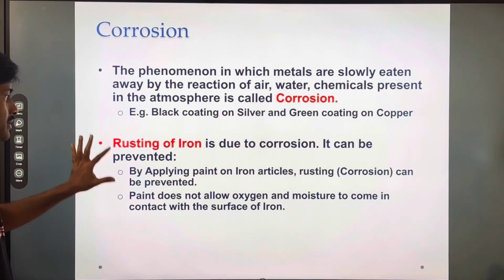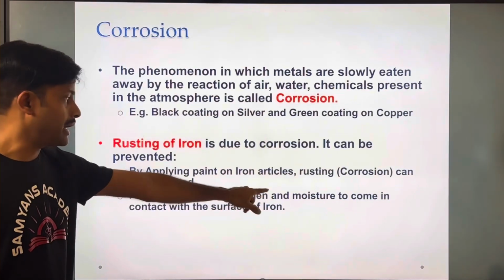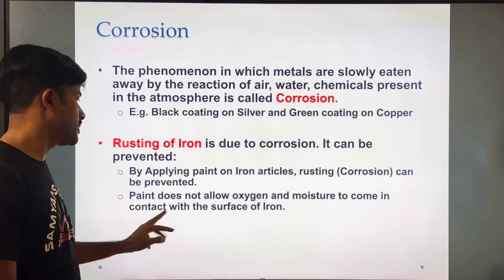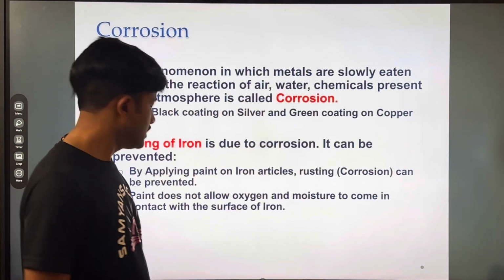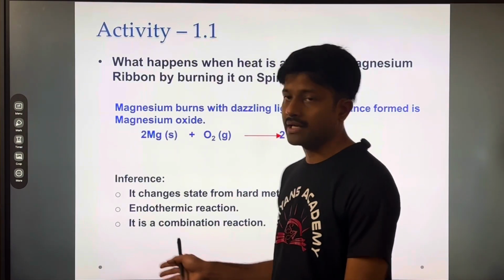So how can we prevent this rusting or corrosion? By applying paint on iron, rusting can be prevented. Paint does not allow oxygen and moisture to come in contact with the surface of iron. And this is up to here we completed. So here we have the activities. Some activities are there.